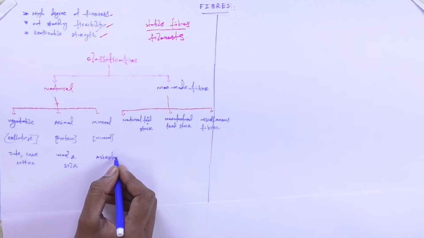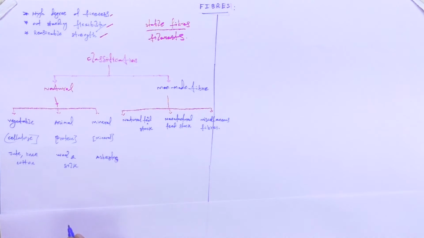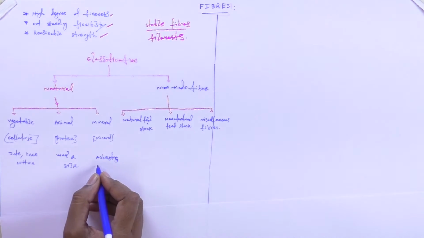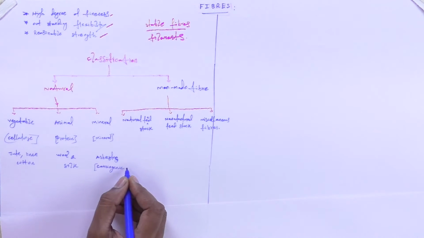The mineral fiber, the best example is asbestos. It is full of minerals, but mineral fibers have some side effects. They cause a lot of carcinogenic effects, so they are banned in some places. But the very useful natural fibers are vegetable and animal fibers. Examples of vegetable fiber are cotton, linen and jute. Examples of animal fiber are wool and silk, which are extracted from lamb and silkworm.